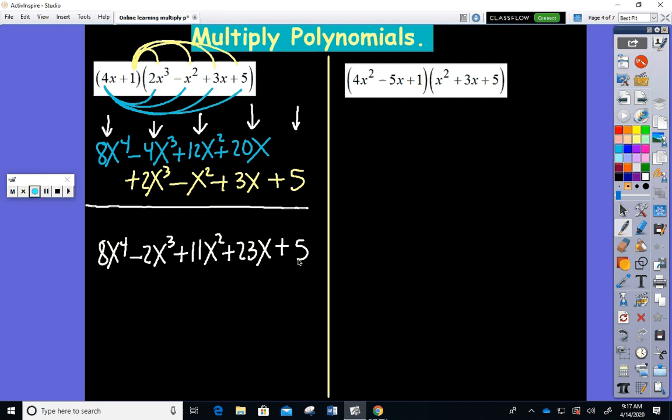All right, so again, you might want to try this next problem. Stop the video, try it on your own, then start the video, and you can see if you did it right. And if you did it right, that's awesome. You know what's going on.